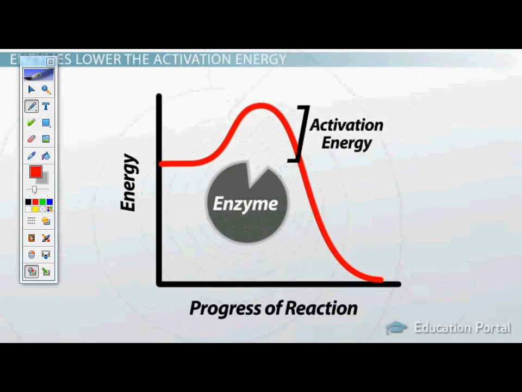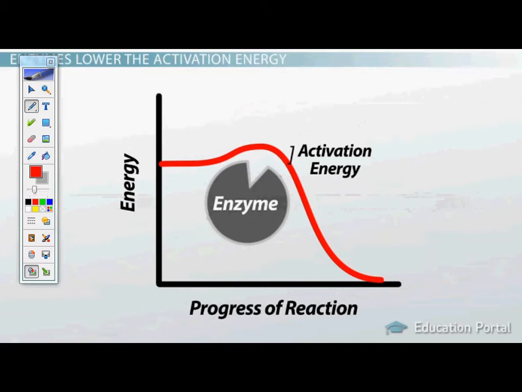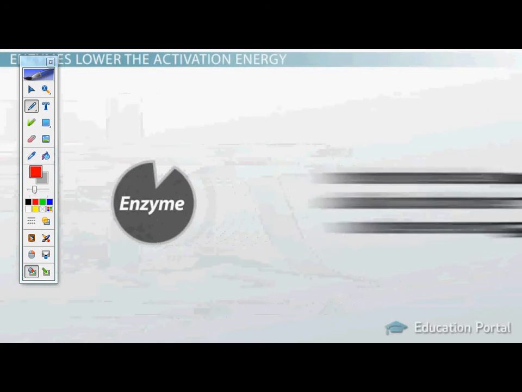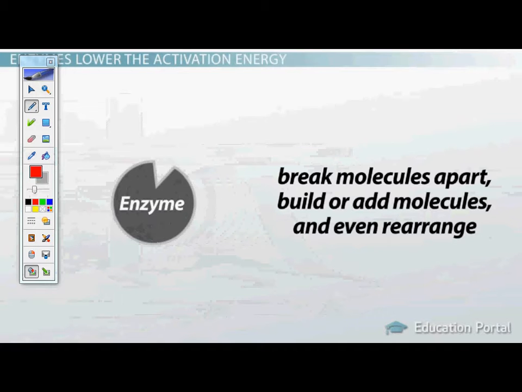They do not add snow to your snowball, they just make it easier to make a snowball. This makes enzymes reaction catalysts. The presence of enzymes is analogous to decreasing the size of your hill in your backyard. Enzymes make things easier for your cell and help chemical reactions occur. There are hundreds of different kinds of enzymes in your cells, which all participate in different types of reactions. Enzymes can break molecules apart, build or add molecules, and even rearrange them.